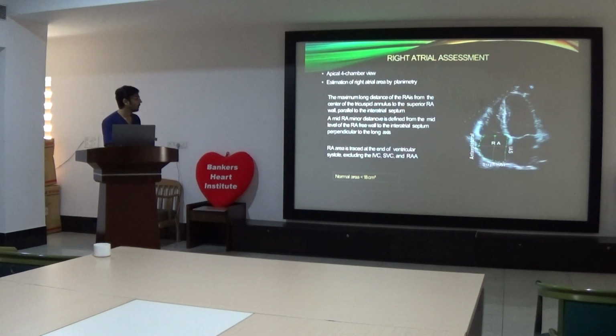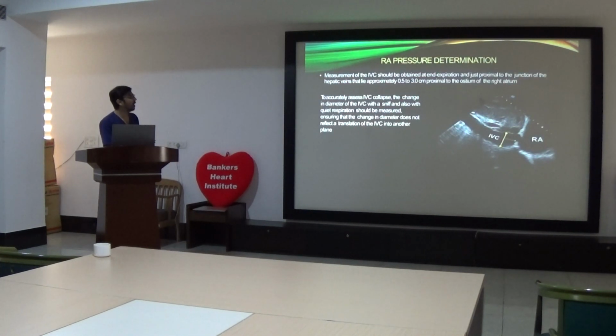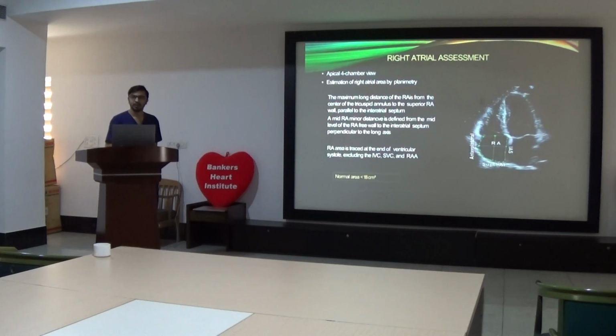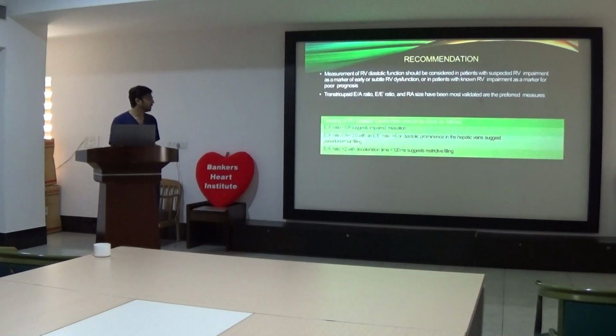So for right atrial pressure determination, the measurement of IVC is obtained. Less than, no, 18 centimeter square is normal. Centimeter square is more important, right? Yes, it has to be indexed with the body surface area. As per that, the absolute value will be indexed only.